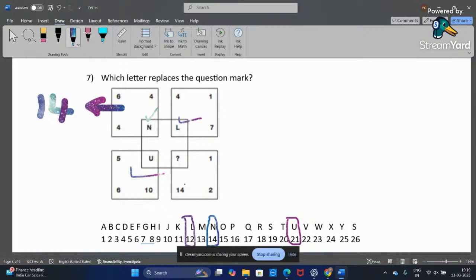So then what will be the question mark? We have to add this. 14 plus 2, it is 16. 16 plus 1, by adding this, we are getting 17. Yes, 17 means Q, right? So this question mark will be replaced with Q. The answer is Q here.